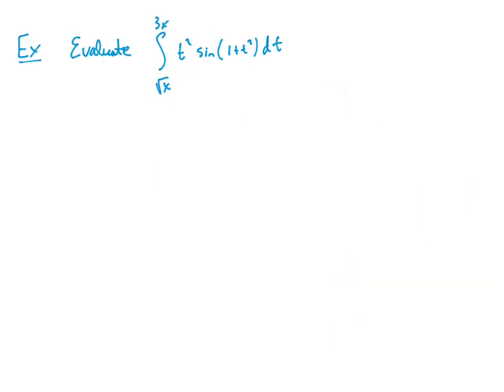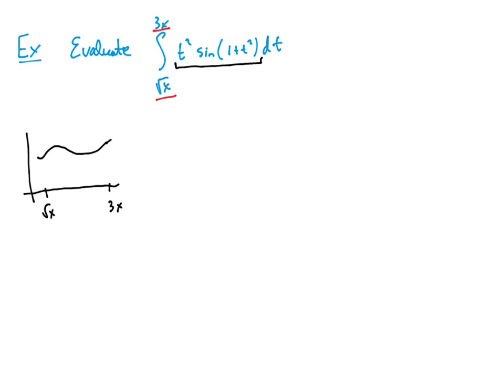Alright, and one last example that uses part 1 of the fundamental theorem of calculus. We have the integral from square root of x to 3x of t squared plus sine of 1 plus t squared dt. Now what we'll notice here is that the limits of integration are both functions of x. Our lower bound is square root of x, our upper bound is 3x. Now I don't know what the graph of this function looks like, but it doesn't really matter. Let's say it's something like this. So we want to integrate from square root of x to 3x.